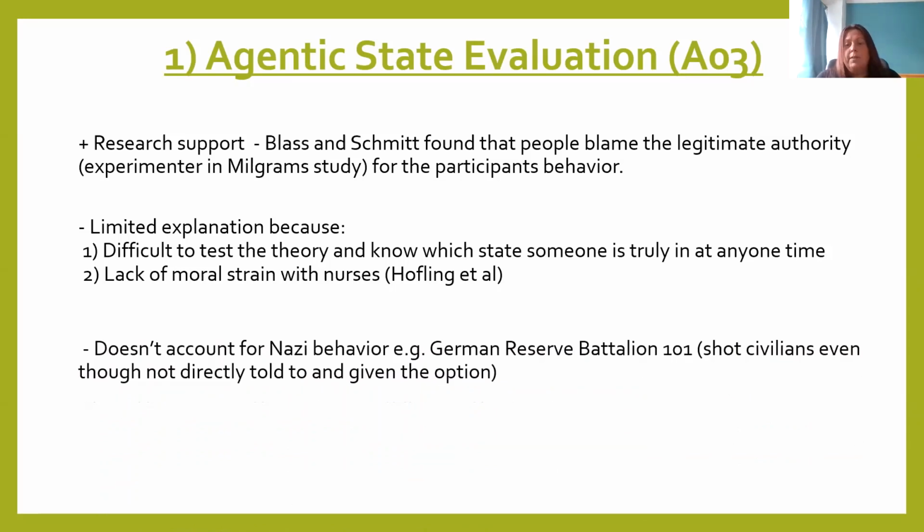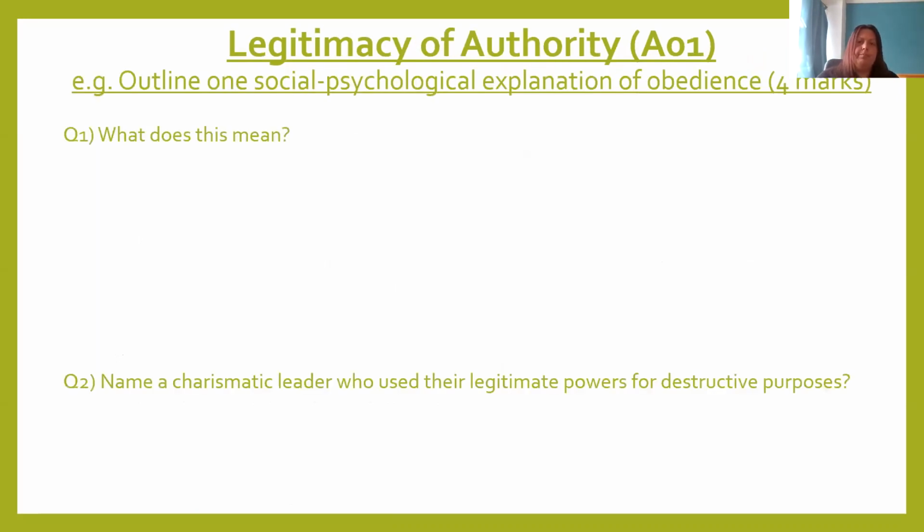Also, similarly to our previous points, it cannot account for all of the behaviour that we see in Nazi Germany. If we take the German Reserve Battalion 101, here many of the individuals chose to shoot civilians even though they weren't given that order directly. They had an option. So let's move on to our second explanation here, so our social psychological explanation.